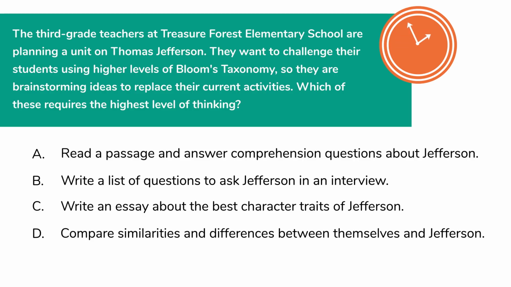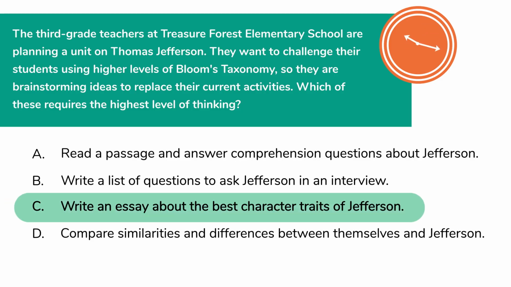Choice A is going to land in either the remember or understand level of Bloom's, depending on the type of question asked. So it is at the bottom. Choice B will come next because it requires students to apply their knowledge. Next, choice D is asking students to analyze their traits compared to Jefferson. So we're getting closer to the top. Choice C is best. This requires students to evaluate the character of Jefferson and to create an original essay. Evaluating and creating are the two highest levels in Bloom's taxonomy. 2 categories down, 2 to go.